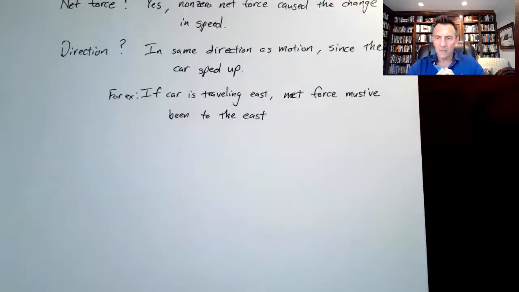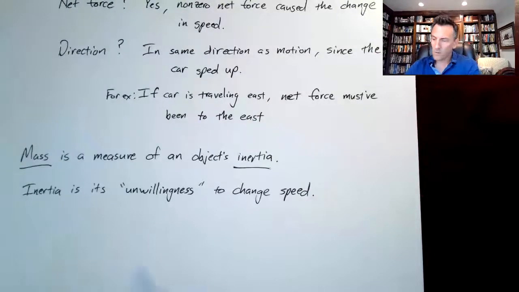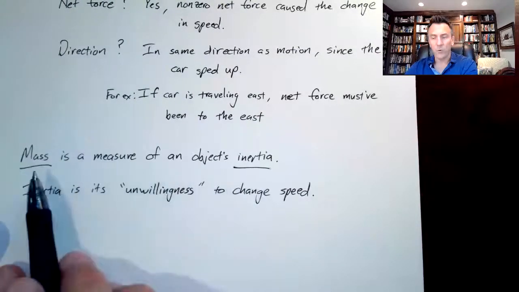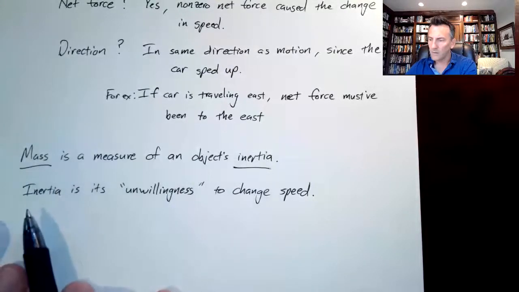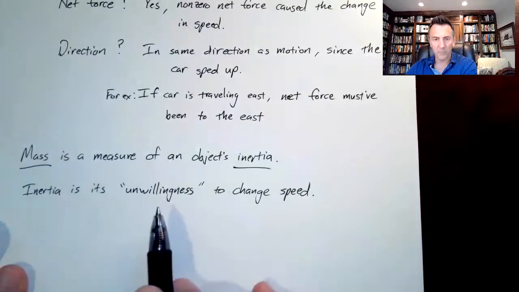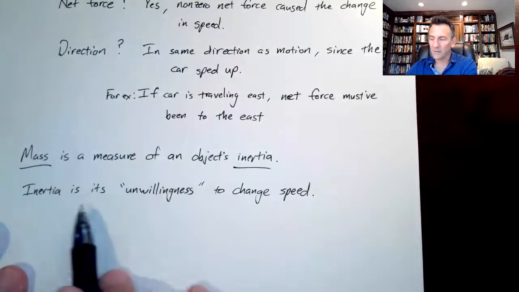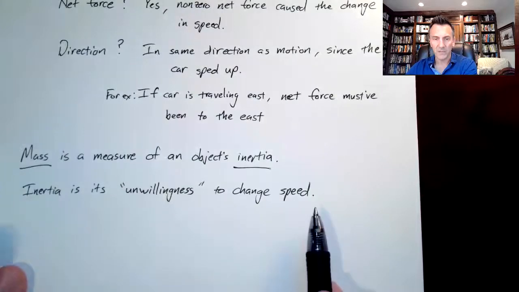So mass, the mass of an object is the measure of its inertia. And inertia is the tendency of something to either stay at rest or stay moving. To put it another way, the more inertia something has, the harder it is to change its speed. So mass is a measure of an object's inertia. The more mass an object has, the more inertia it has. The less mass, the less inertia. And inertia is, if I can personify the object for a second, its unwillingness to change speed.